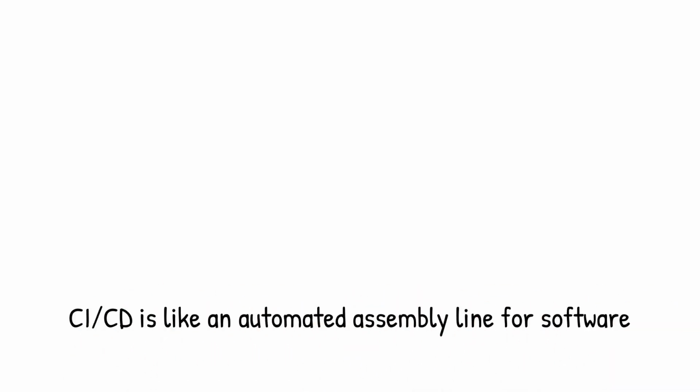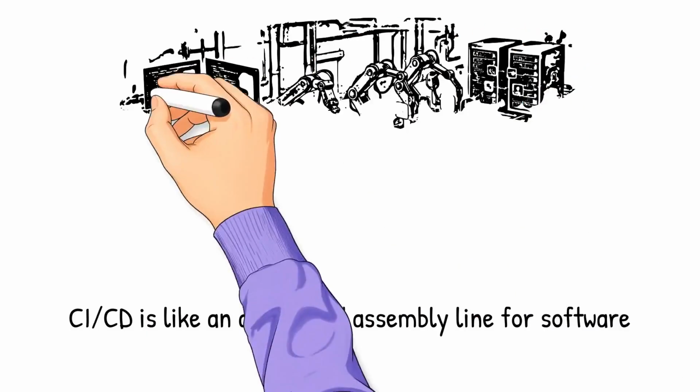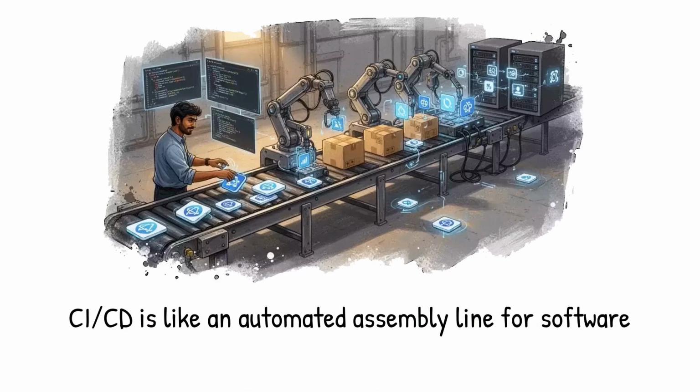A developer finishes a small piece of code. Instead of a human manually testing and shipping it, the CI/CD pipeline takes over automatically. It grabs the new code, combines it with everyone else's, tests it, packages it, and ships it to the servers all by itself in minutes.